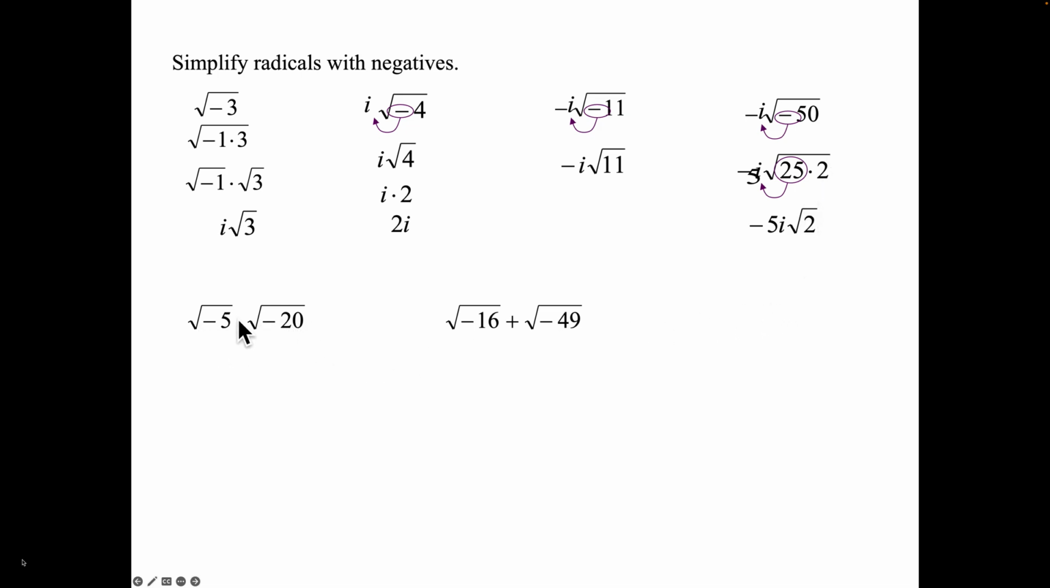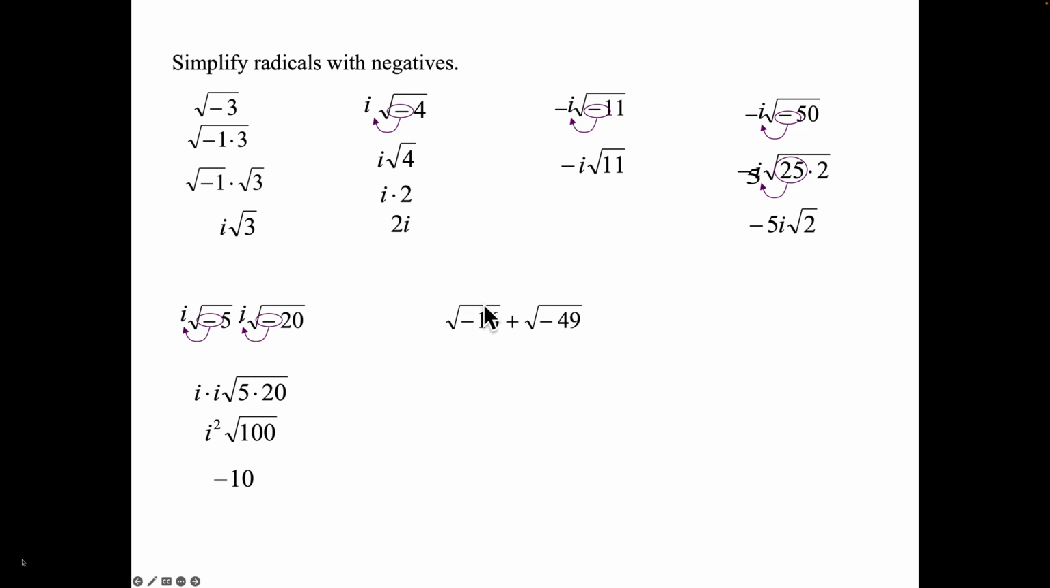Next down here, be very, very careful. Do not multiply the 2 numbers on the inside. That's if they're real numbers. These are not real numbers. You have to take both negatives and move them out in front as an i. So now outside times outside, i times i. Now that the 5 and the 20 are positive, you can multiply them together. So we're going to get i squared times the square root of 100. Well, the square root of 100 is 10. i squared is negative 1, so negative 1 times 10 is negative 10.